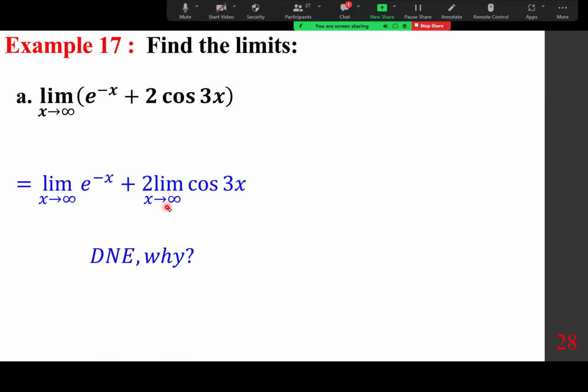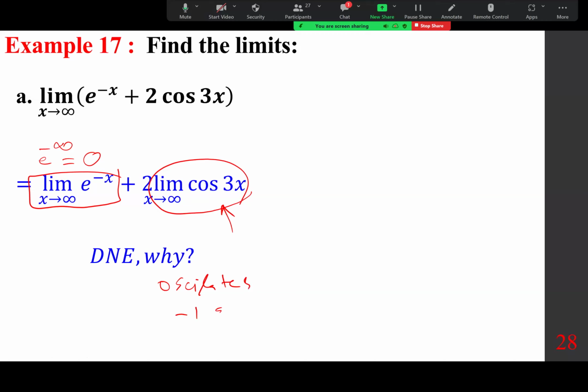There is no solution. The reason is very simple, class. This one is e to the power minus infinity, which makes it 0. This part, the limit of cosine, oscillates between -1 and 1. As you know, cosine, or for that matter sine, goes between -1 and 1. Because it keeps oscillating, this part doesn't have a solution. Their sum doesn't have a solution.